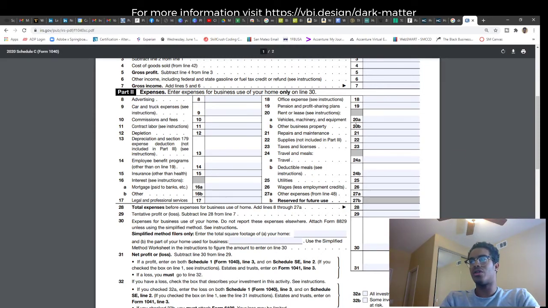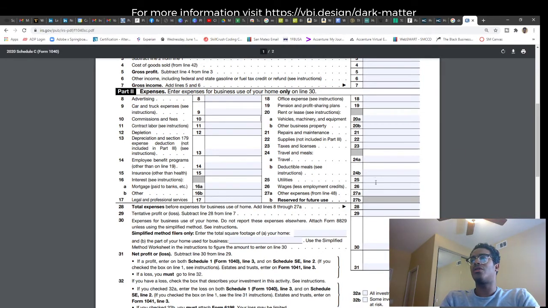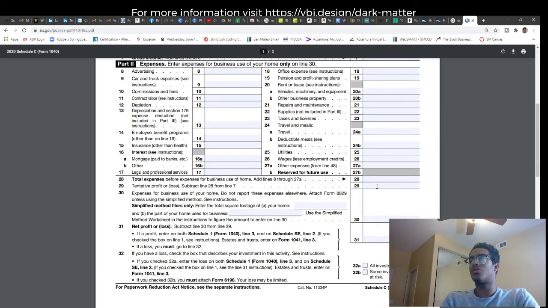So once you've included all of those things here, then it'll give you the total expenses, and then it'll show you on line 29 the profit or loss that you had from the business. If it's a loss, it'll carry over to the rest of your taxes. If it's a gain of some sort, then you're going to owe tax on that amount, and it's going to go into your adjusted gross income.